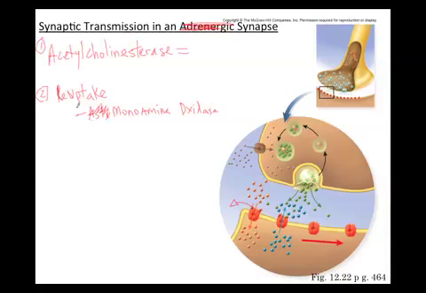There's also things like Prozac and other selective serotonin reuptake inhibitors that prevent these neurotransmitters from getting brought back into the presynaptic cell, and therefore they can stay in the synaptic cleft longer and continue to do their job. So once they're brought in by reuptake, monoamine oxidase will break them down.